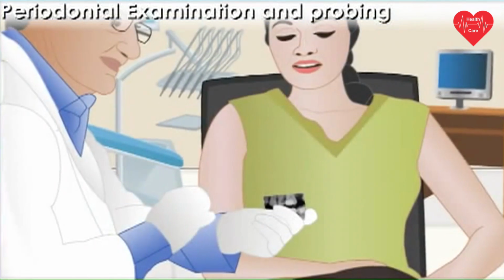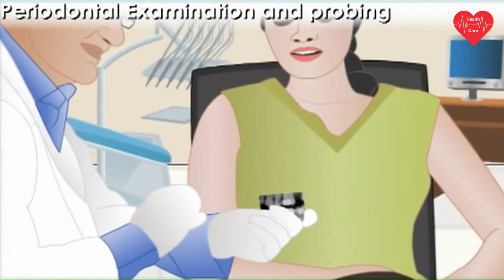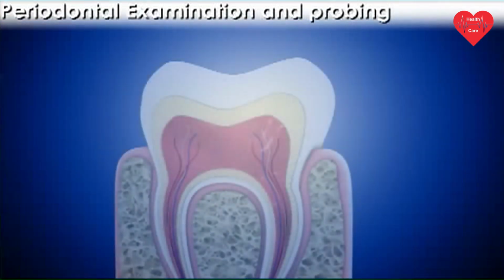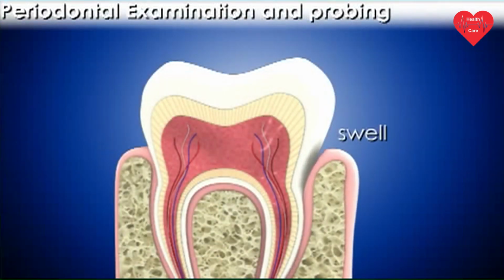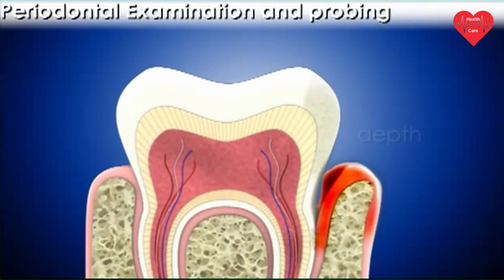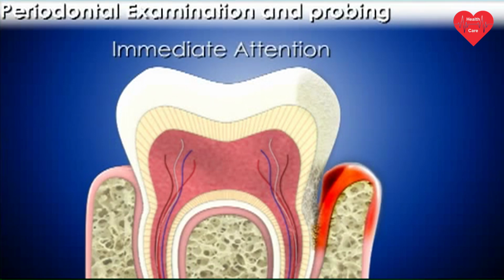In addition to the periodontal examination, you also may need X-rays of your teeth. Diseased gums tend to swell and detach from the tooth, forming pockets. If the depth of detachment is more, then it requires immediate attention.